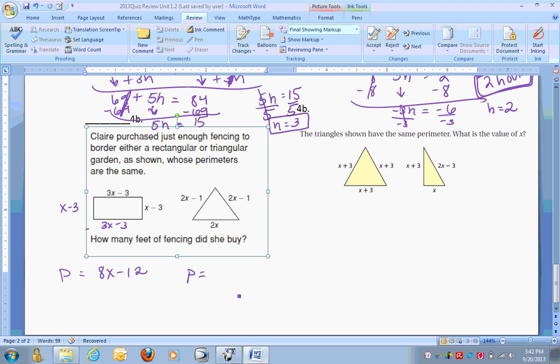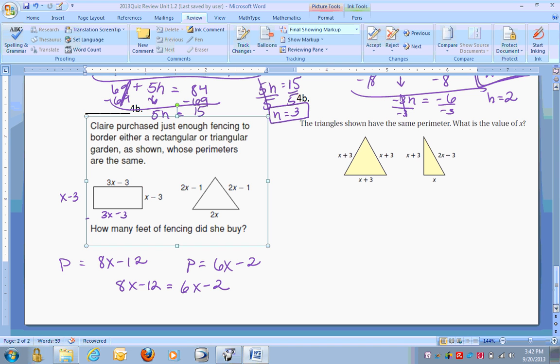Now the perimeter of my triangle, when I add up all my x terms, I have 2x, 2x, and 2x, which makes 6x. And then I have a negative 1 and a negative 1, which makes negative 2. When I set those equal to each other, 8x minus 12 equals 6x minus 2. I know they're the same perimeter, so that's what I can use to solve for x. So I need to get all my variables on one side, so I'm going to subtract 6x from both sides.